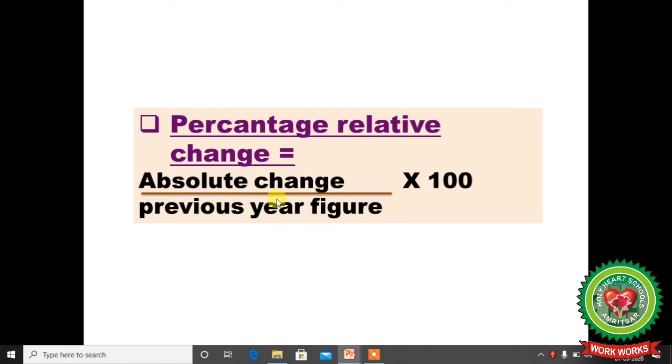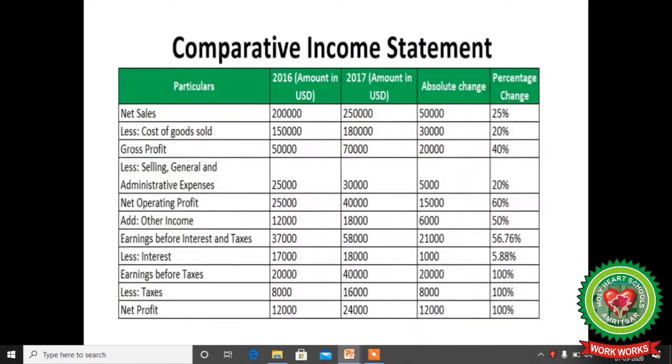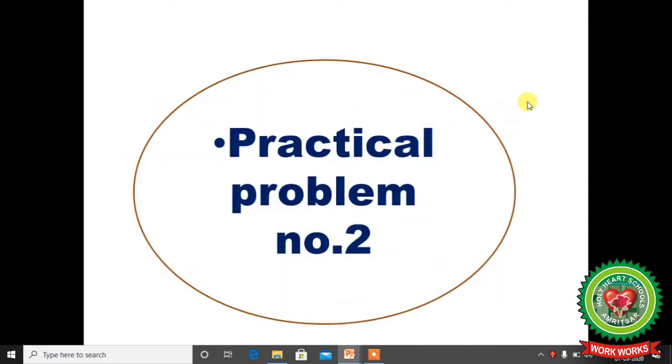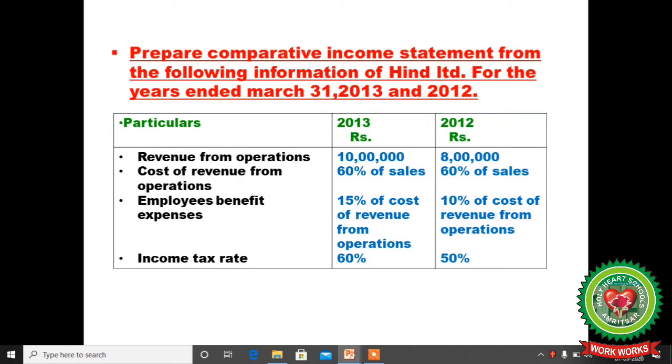Here the same formula: absolute change divided by previous year figure multiplied by 100. This is an example of the proper structure of a comparative income statement, like 2016 and 2017 amounts available, then absolute change and percentage change. Practical problem number 2. Prepare the comparative income statement from the following information of Health Limited for the year ending 31st March 2013 and 2012. For this, see revenue from operations, meaning your sales, cost of revenue from operations, your cost of production, employee benefit expenses and income tax rate.